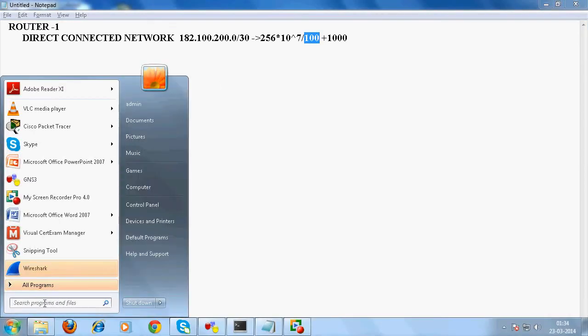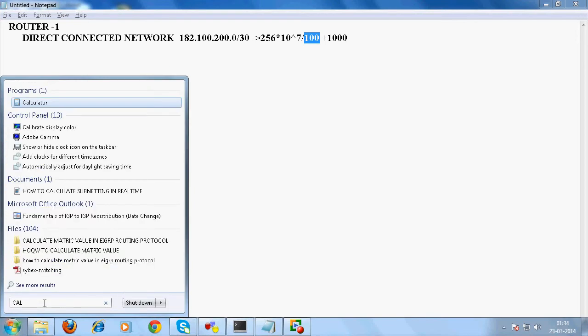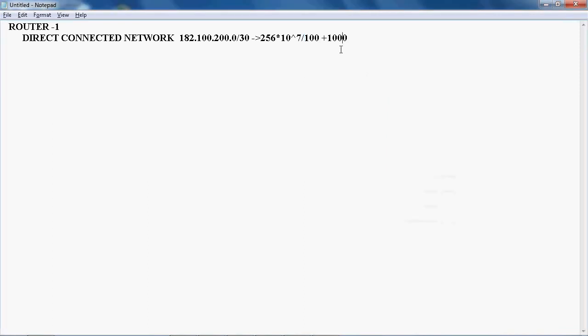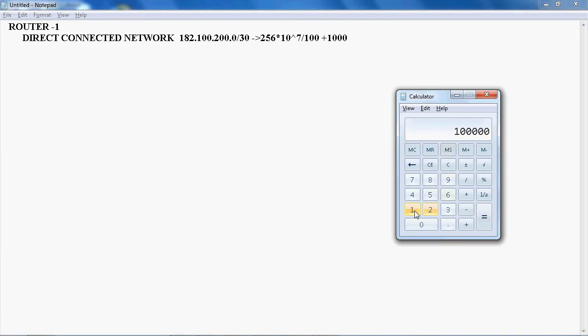Okay, now we can use the calculator. In the calculator, first of all the bandwidth is converted into milliseconds. So 10 power 7 divided by 100, so this is in milliseconds. Now the bandwidth has been converted into milliseconds. So plus the delay, which is 1000.